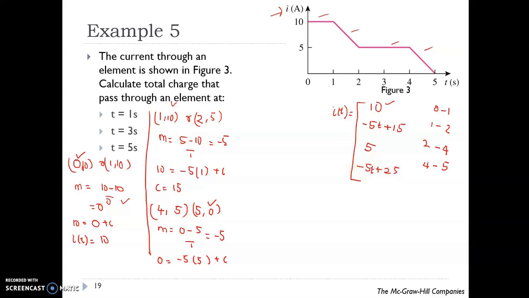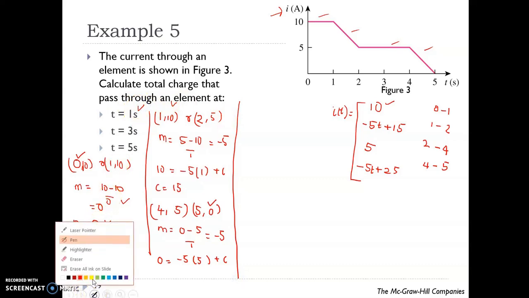Okay. Alright. So these are the equations for your current. And you are asked to find the charge at t equals 1 second. Okay, at t equals 1 second.